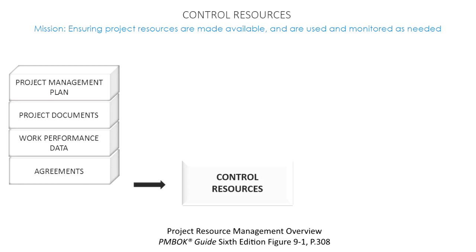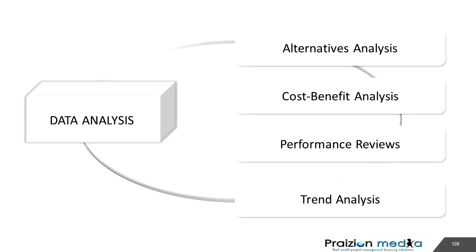Let's take a look at our tools and techniques. First one is data analysis. We can see we've got work performance data coming in. So obviously we're going to do some sort of analysis on that work performance data as needed. We're also going to have alternatives analysis, looking for alternatives, the best solution to correct variances, the best solution to bounce back. We have another one under data analysis, cost-benefit analysis.